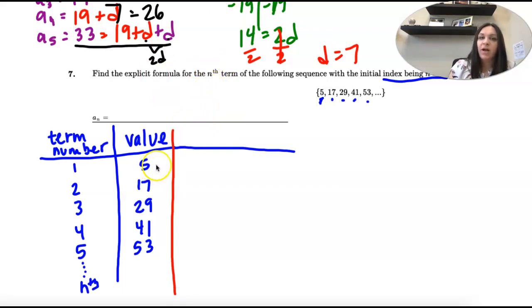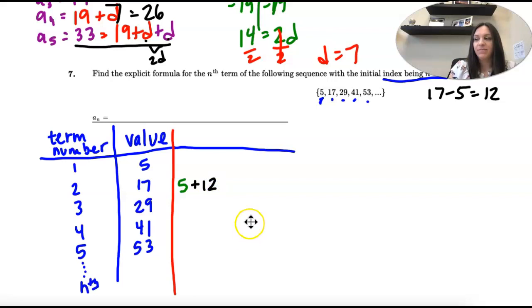Okay, so I know to get 17, I'm taking 5, and then I'm adding the difference. Remember? That's how we get from one term to the next. So 5 plus what is 17? If you're not sure, do 17 minus 5 is 12. Okay, so then to get the third term, to get 29, we take 5 again, and then we add the difference twice. And you can check, that adds up to 29.